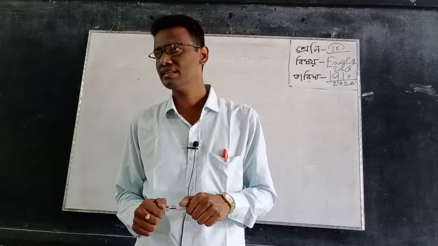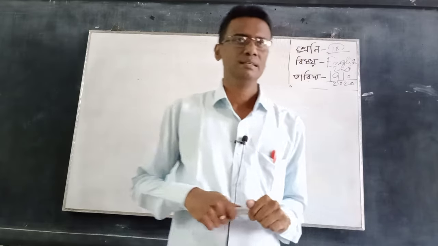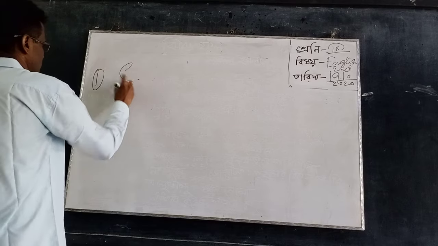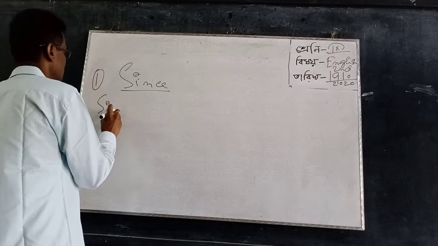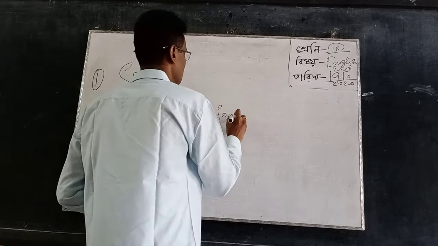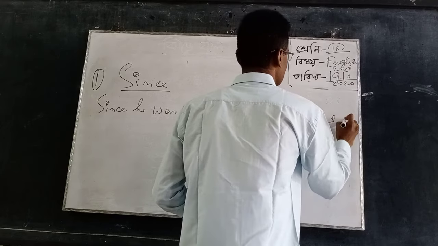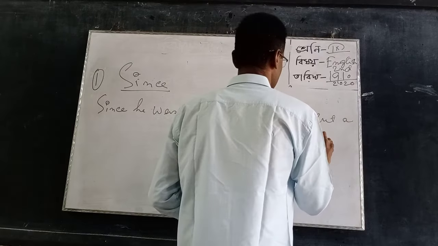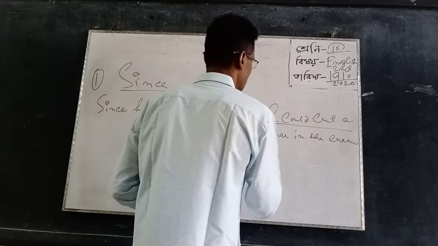My dear students, listen to what I say and what I write down on the whiteboard, with your pen and notepad. Okay, let's go, my dear students, to the other rules. First, I would like to discuss since. Since he was meritorious, he could cut a good figure in the exams. This is the sentence: he could cut a good figure in the exam.